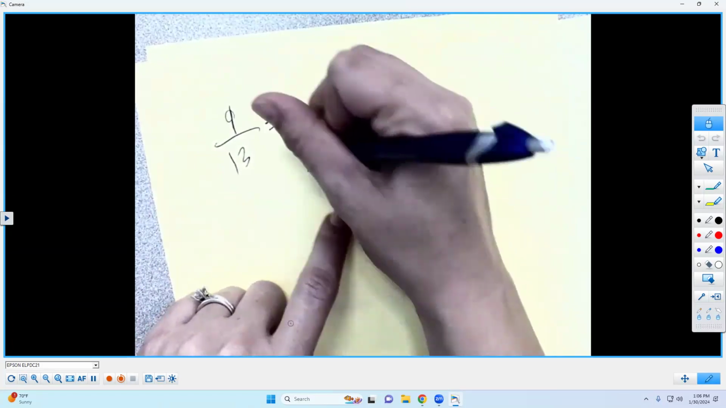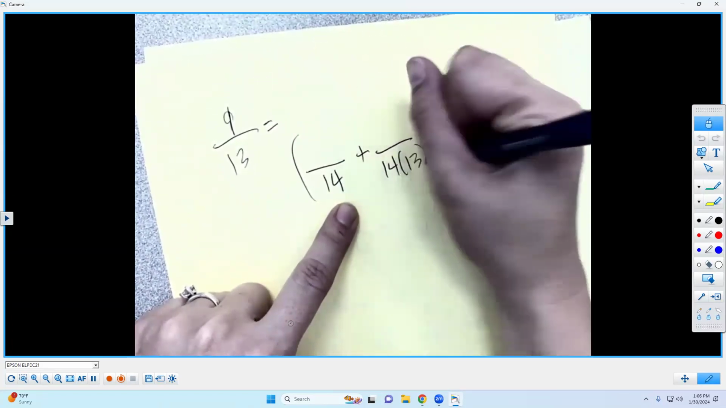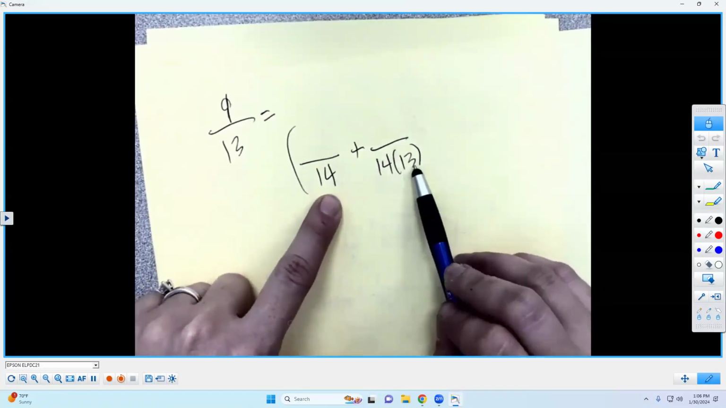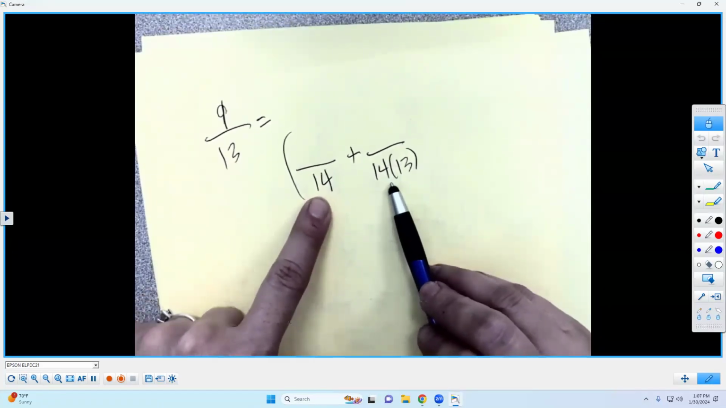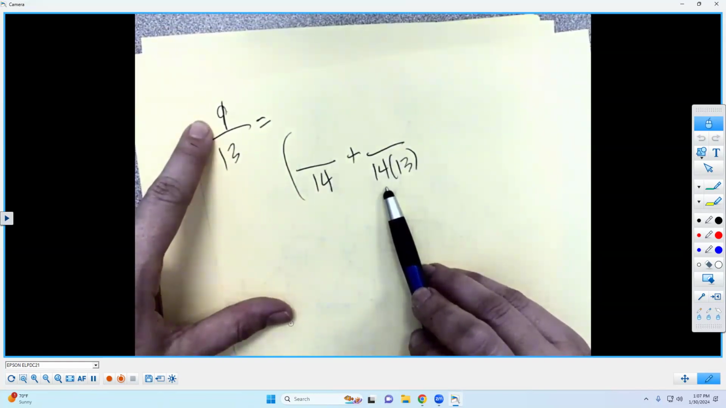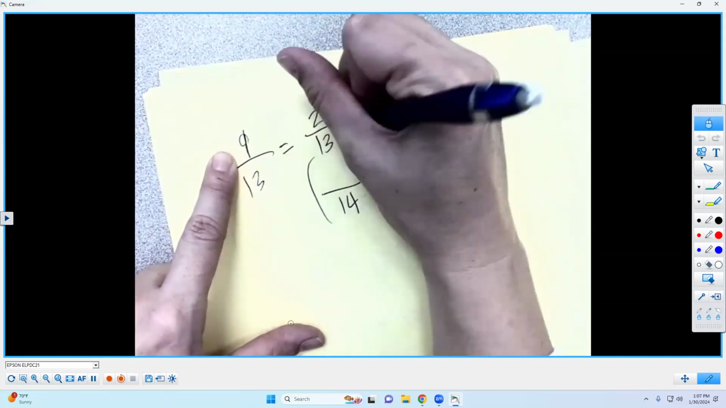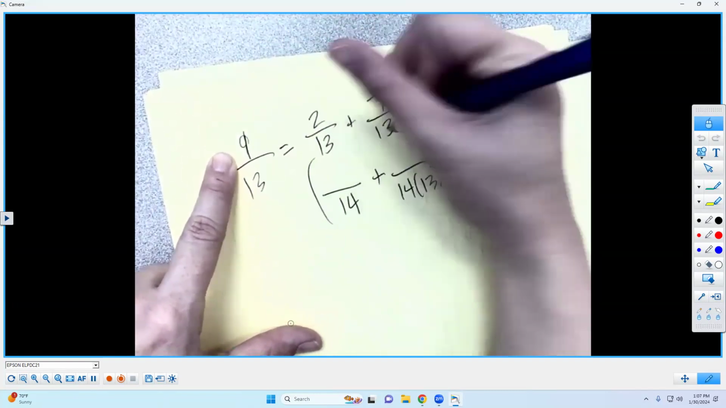So I'm going to be thoughtful with my fractions, and I'm going to think about whenever it breaks down, it's going to be a 14 and it's going to be a 14 and a 13. What are my factors? I don't have factors of 13. What are factors of 14? 7 times 2. Does 7 plus 2 give you 9? Yeah. So I'm going to break this into 2/13 plus 7/13.